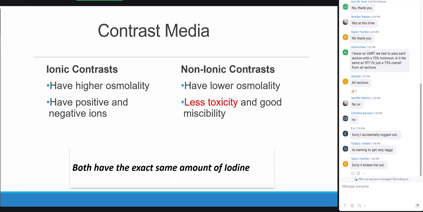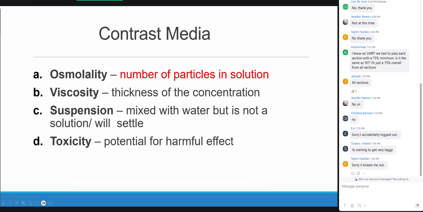Contrast medias with iodine, you could have ionic or non-ionic. The ionic have a higher osmolality, and they have positive and negative ions. Non-ionic contrasts are less toxic. They have good miscibility, which is the ability for the contrast to mix in the blood. Whether it's ionic or non-ionic, they have the same ratio of iodine in them.